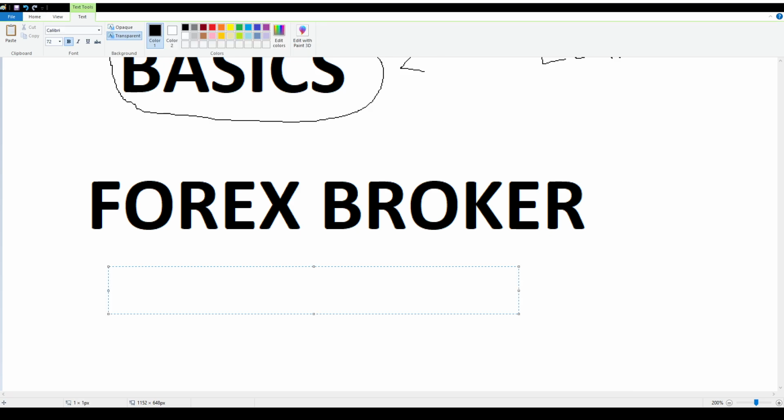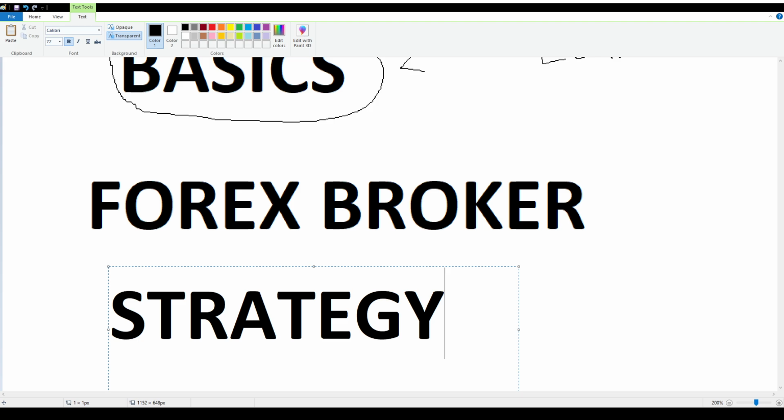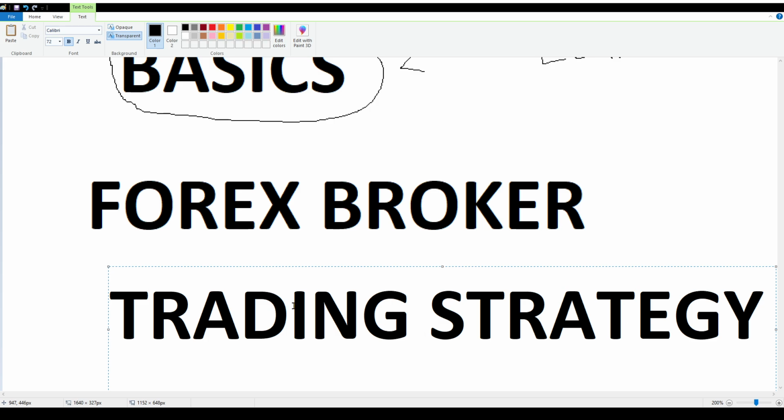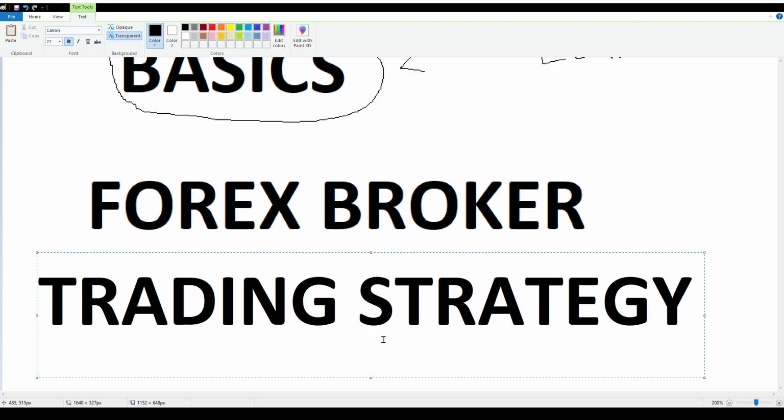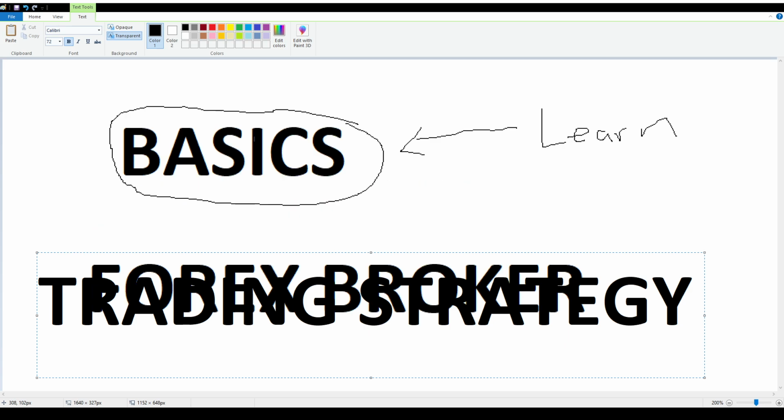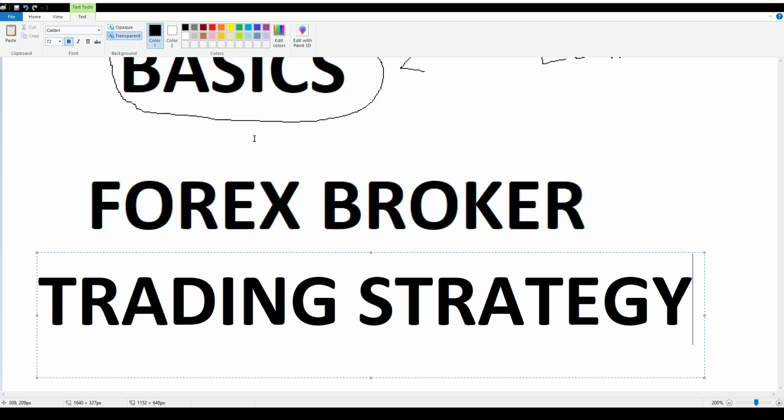And then remember, the next thing that you'll need is a trading strategy, right? Your trading strategy is basically how you will be executing trades and finding the opportunities. This is the method that you'll be using to make money in the markets. So you need to learn the basics, you need to have a Forex broker, and then you need to have a trading strategy.